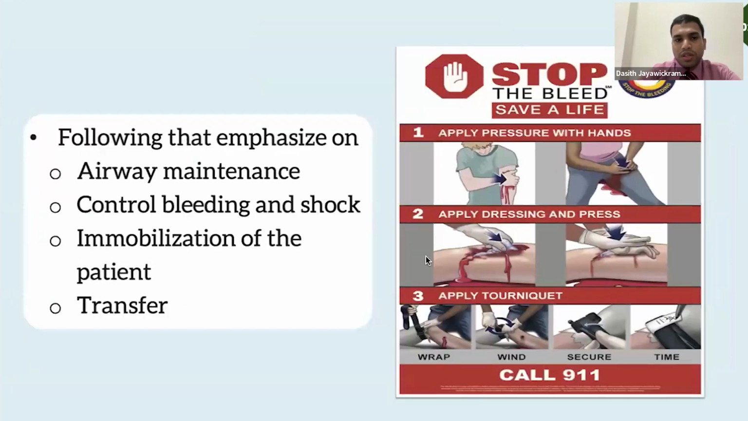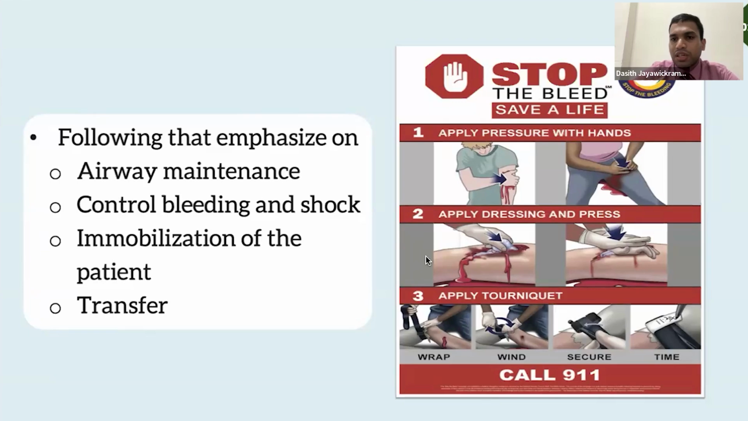So as I said, the emphasis is to maintain the airway. You insert an oropharyngeal tube and apply face mask oxygen. If there's massive bleeding, control the bleeding, immobilize the patient, and transfer.